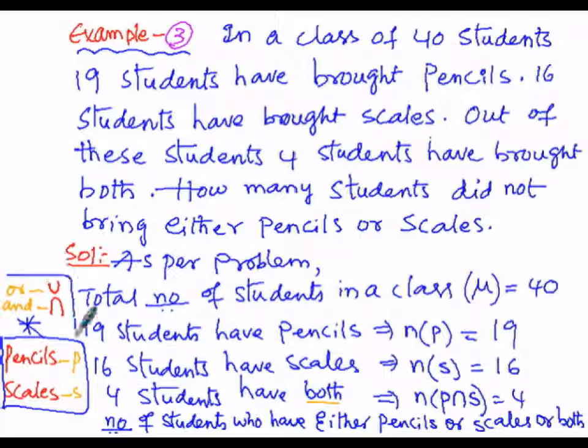Based upon these two, I am going to write the next step. The number of students who have either pencils or scales or both can be mathematically represented as n of P union S, where P union S indicates the number of students who have pencils or scales or both. Here it is unknown, so we write it as a question mark.